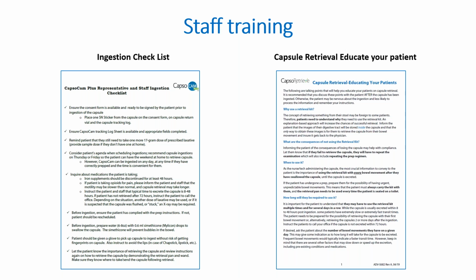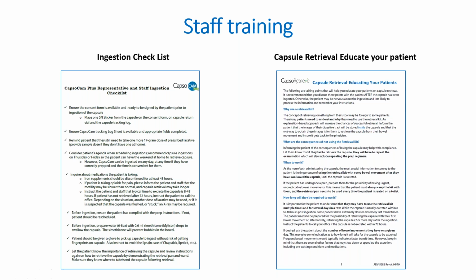The patient should be given a glove to pick up the capsule without the risk of getting fingerprints on the capsule. They are also instructed to avoid the lips in case they have chapstick or lipstick, so it will not be on the capsule. Now we'll have clear images afterwards. So again, make sure they know where to take the capsule after retrieval. Make sure that they know the importance of retrieving the capsule. And of course, with that, we will move to the capsule retrieval.